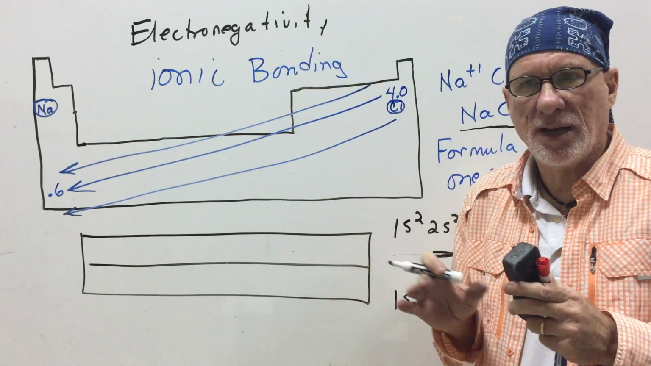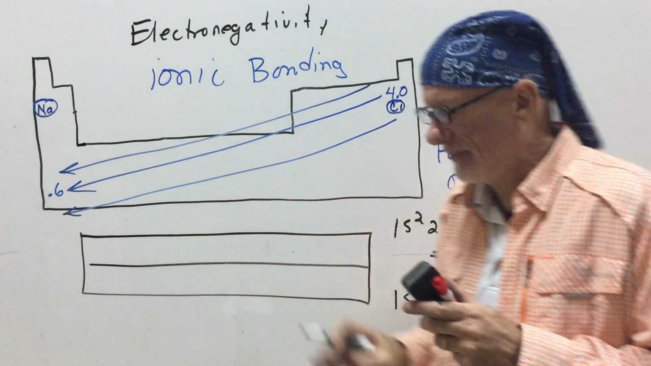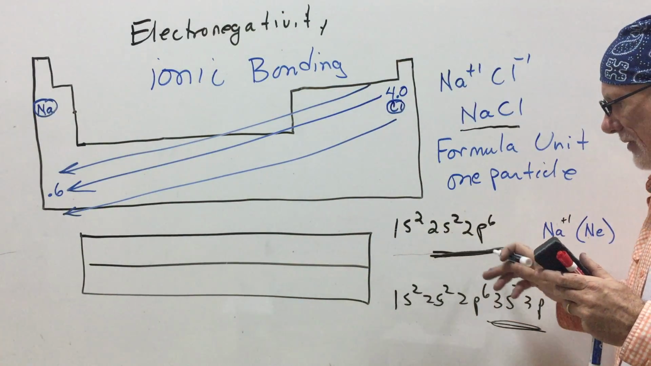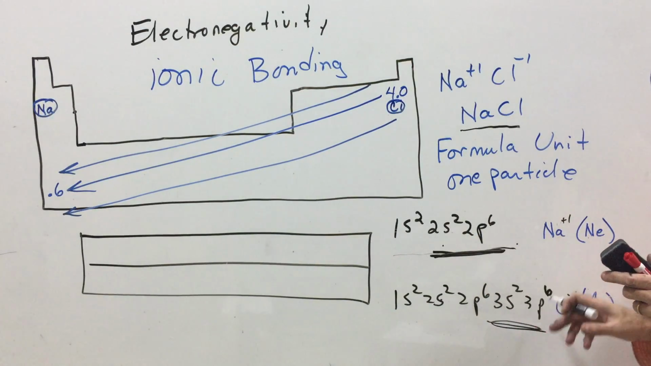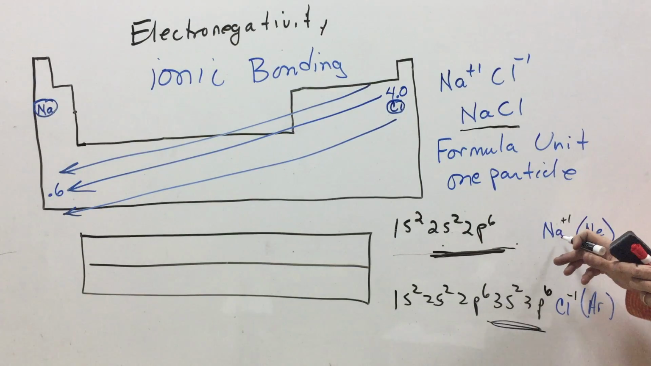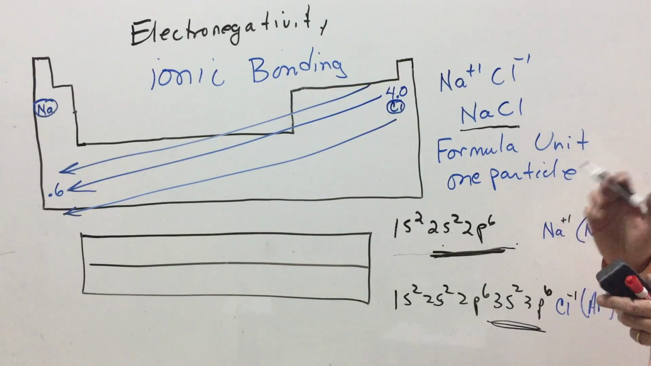So that's ionic bonding. Remember, transfer, it has to do with electronegativity, and you have the satisfying of the octet, and the ions are similar to the noble gases in terms of their valence shell. That's it.